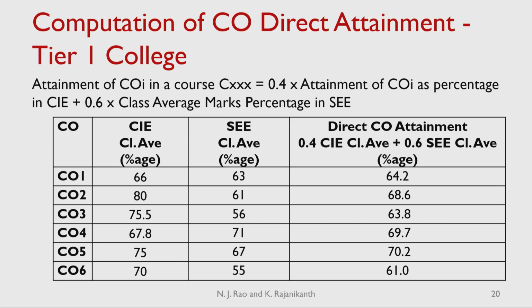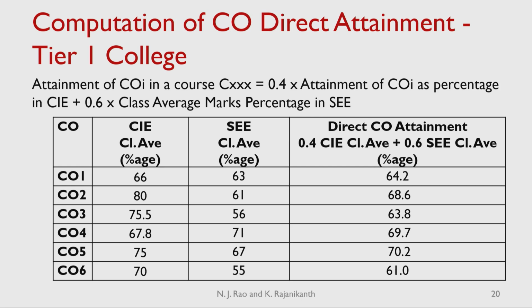That means the attainment of a particular CO is equal to 0.4 into attainment of that CO in CAE plus 0.6 into the attainment of that CO in the SEE, which is nothing but the class average in the CAE multiplied by 0.4 plus the class average in the SEE multiplied by 0.6. There can be other ratios, then the computation will vary accordingly.